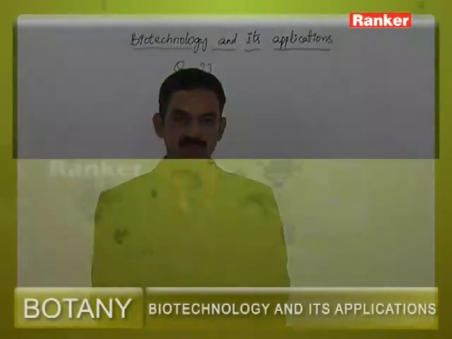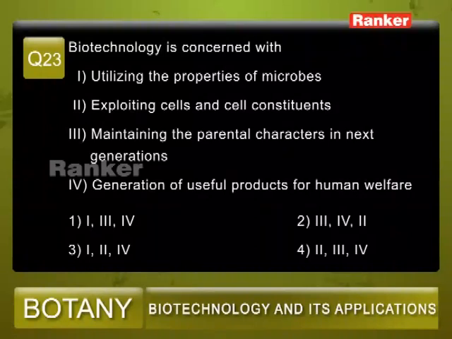Question number 23. Biotechnology is concerned with 1. Utilizing the properties of microbes, 2. Exploiting cells and cell constituents, 3. Maintaining the parental characters in the next generation, 4. Generation of useful products for human welfare. Options: 1, 1, 3 and 4; 2, 2, 3 and 4; 3, 1, 2 and 4; fourth one 2, 3 and 4.